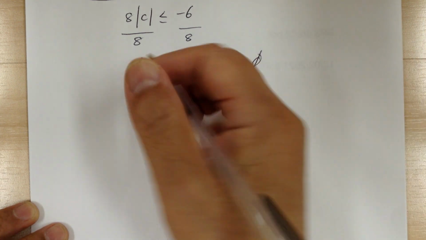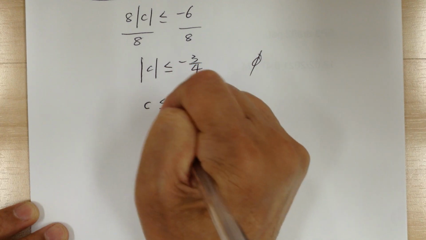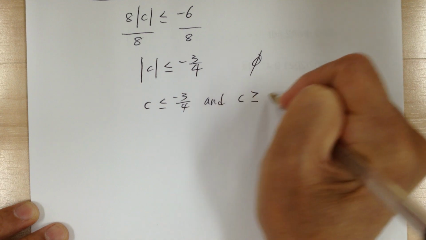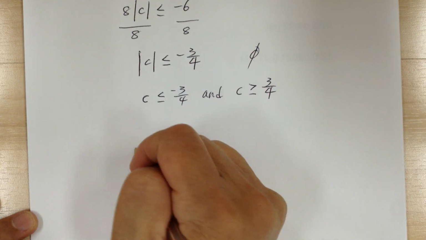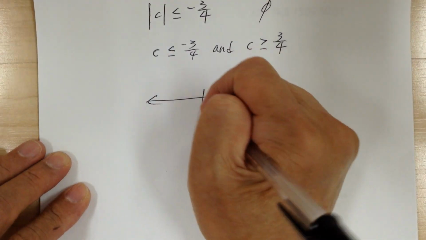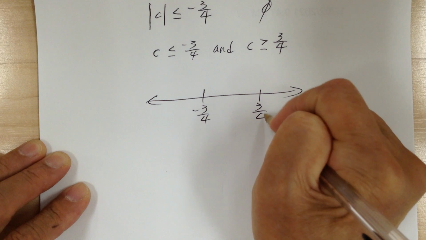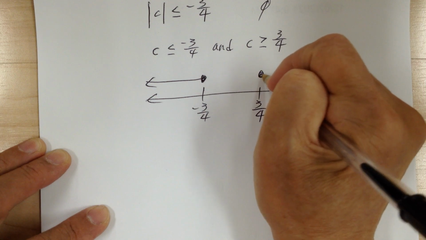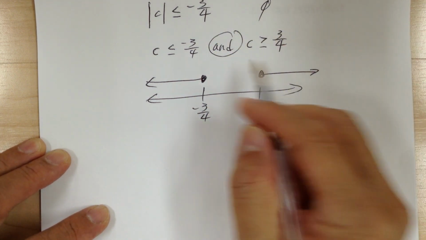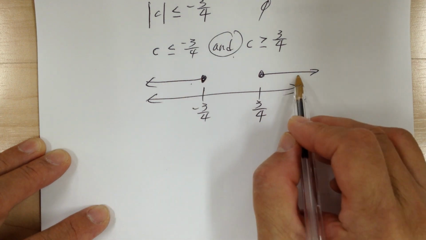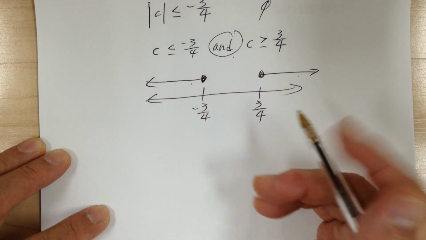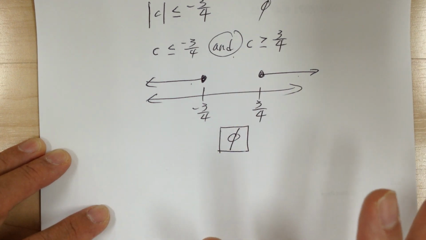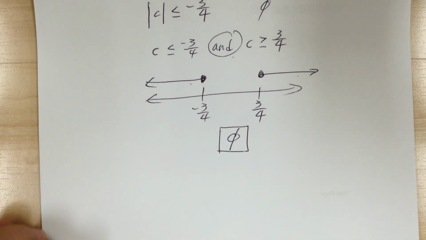But again, if you don't see that, you can go and separate and graph it out. So you got C is less than or equal to negative 3 over 4, and C is greater than or equal to 3 over 4. Okay? And then if you graph it out, you got negative 3 over 4 and 3 over 4. So this one is going this way, and this one is going this way. Now you have to apply the word and. So and means you have to be here and here at the same time. In this case, nothing, right? They don't overlap. So in this case, your answer is the empty set, because none of the numbers is going to work. So that's an empty set for this problem.